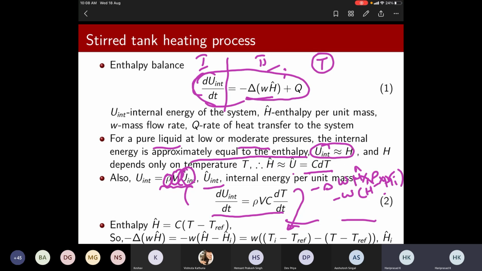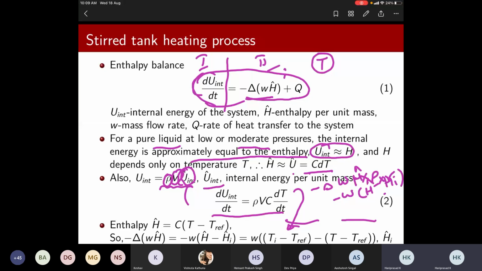So delta WH means flow of enthalpy out minus flow of enthalpy in. If enthalpy is accumulating in the system, this means that inlet is more than outlet, so this will be a negative term. So we multiply by minus to make it positive.